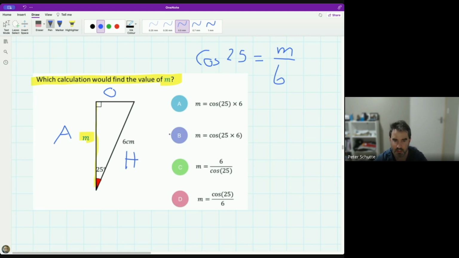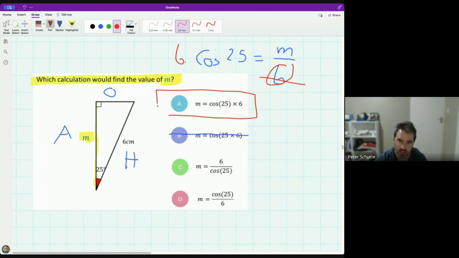It's definitely not this one. I'm thinking that if I bring this 6 to the other side, it could be written as 6 times cos 25 equals m, or I could write it as cos 25 times 6. So this would also be, that's a closed bracket. And so the correct answer would be A.